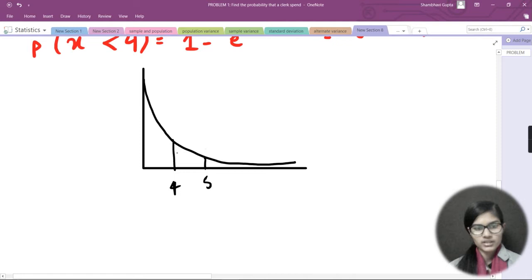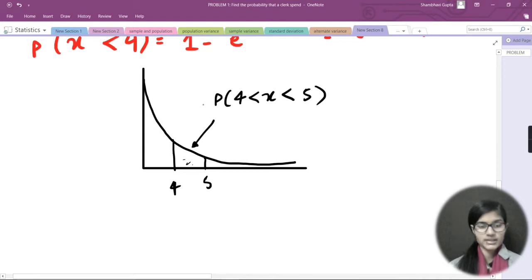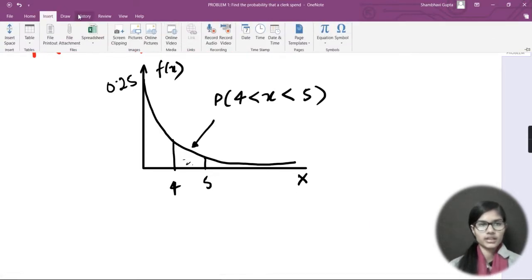So I need to find this area, right? This area would be what I write as the probability of 4 less than x and x less than 5. This is the area. Here I would write 0.25, and on this side I would put f of x, and here I would write x. Fine. So this is my whole graph which I just made, and this is done.